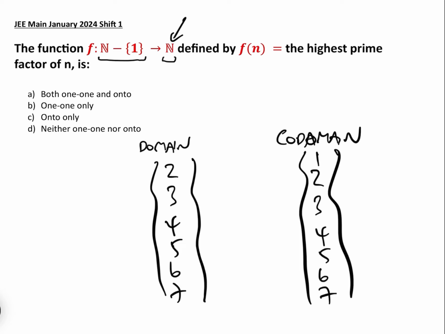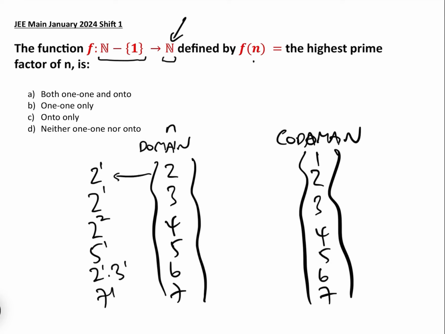Okay, so the function turns n, which is the domain, into the highest prime factor of n. So let's just write the prime factors here. That's 2 to the power 1, 3 to the power 1, 2 squared, 5 to the power 1, 2 to the power 1 times 3 to the power 1, and 7 to the power 1. They're the prime factors of all of the first 7 natural numbers. Okay, so what happens is that the function is mapping n to the highest prime factor of n.